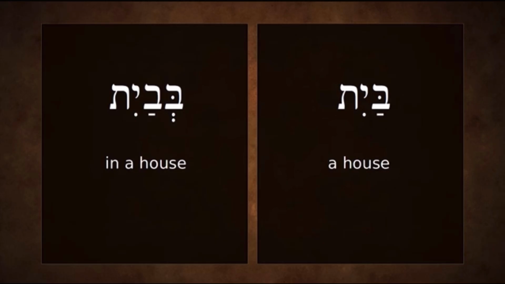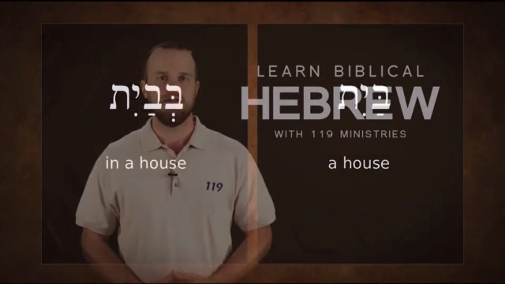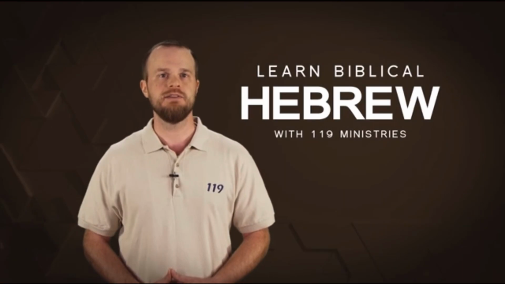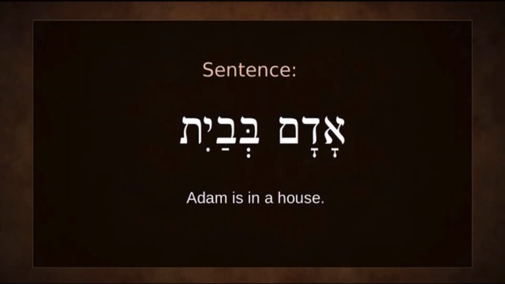As a side note, you can see in the example on the left that the beit in bayit has lost its dagesh, but that doesn't affect the meaning of the word at all, only the pronunciation. Now we can put this prefix into a sentence. Our example here is Adam bevayit. Adam means Adam, and bevayit means in a house. So this sentence would mean Adam is in a house.